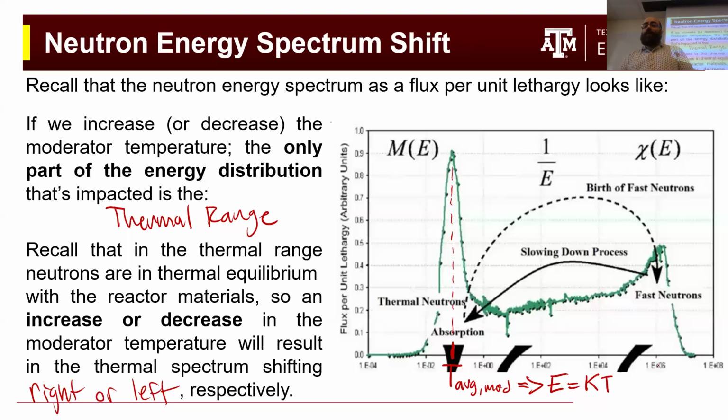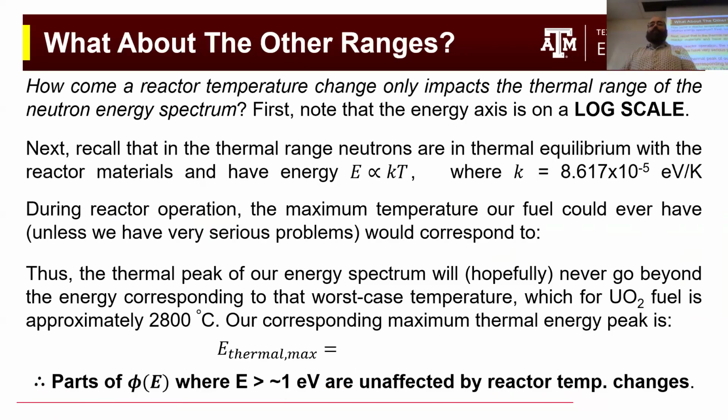It's a log scale, right? So that means that things are varying considerably going along the axis. And so if we think about the fact that it's on a log scale, and we think about the fact that it's the E equals kT calculation that's giving us those energies in the thermal range, we could think about what's the maximum possible temperature our fuel could ever be, or in other words, what's the temperature of our fuel where once we get there, we have very, very bad problems.